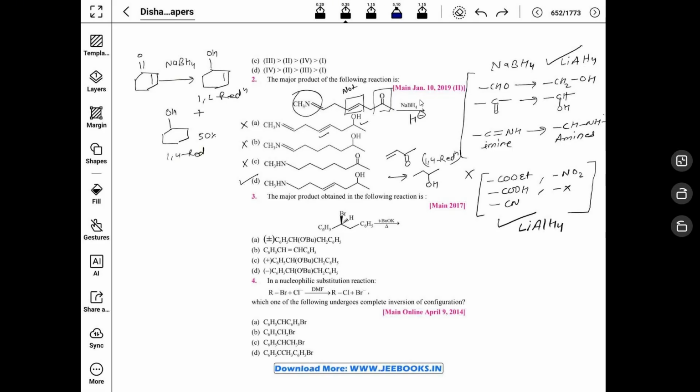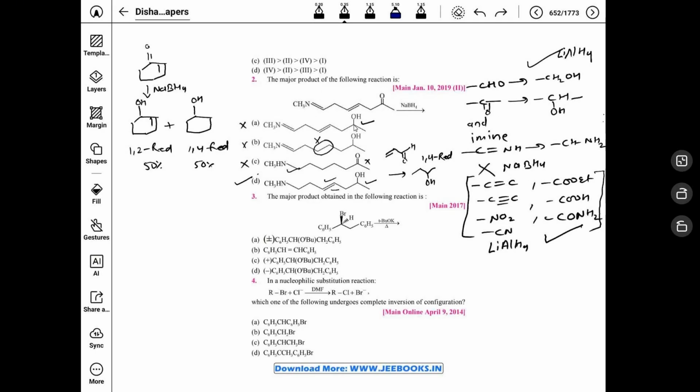Almost 50-50% you get these two products. Since this double bond is not in conjugation, it will not reduce. So the correct answer is D. Now moving to question number 3.